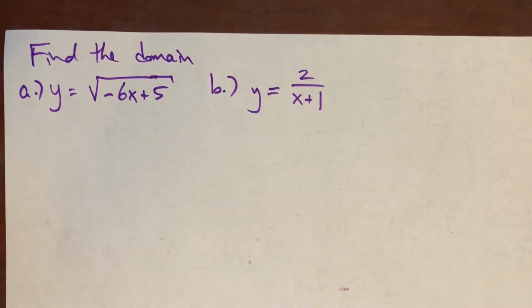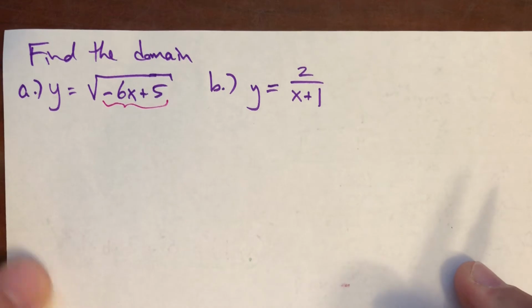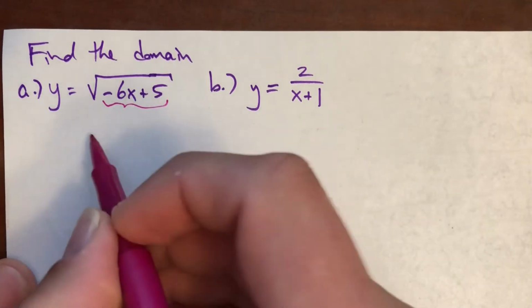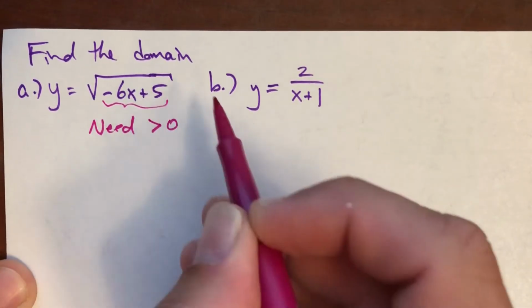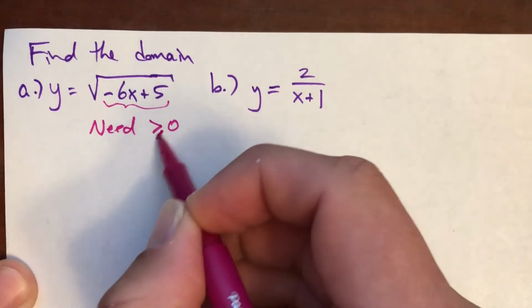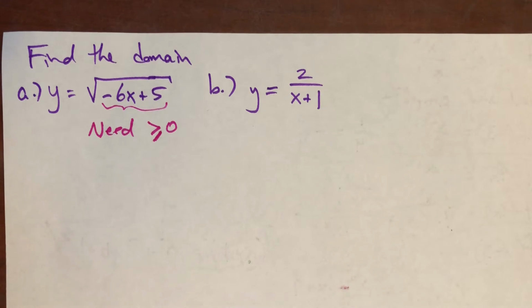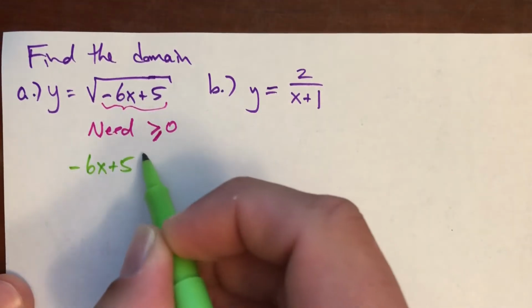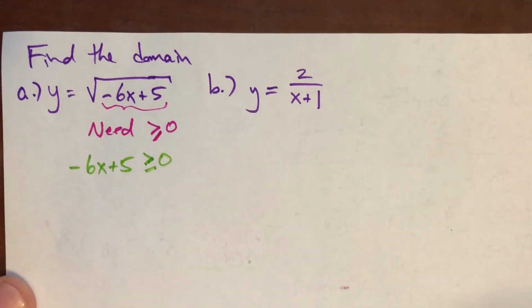So really the thing we have to worry about with a radical is whether or not this radicand here is negative. We cannot have this be negative. So what that means with math symbols is that we need this to be bigger than or equal to 0. And that will make it non-negative, right? So we can do that. We're just going to take the radicand, negative 6x plus 5, and we need it to be bigger than or equal to 0. And now we just have a nice inequality that we can solve pretty quickly, right?